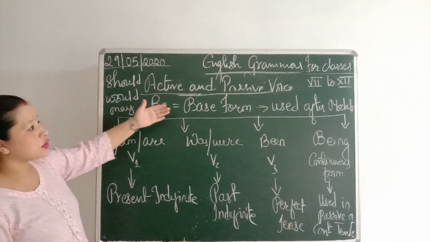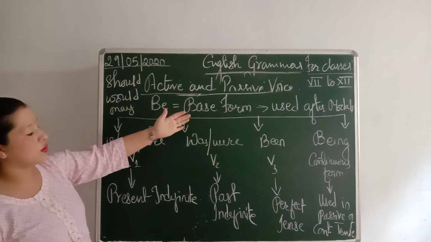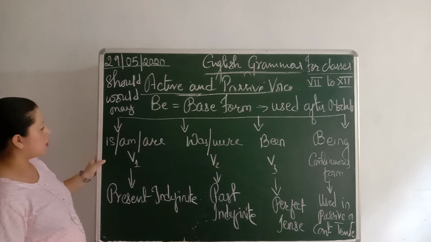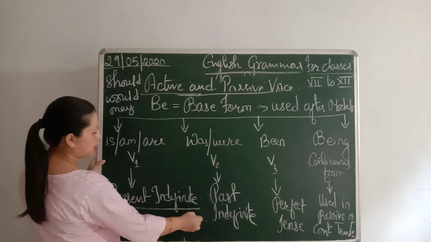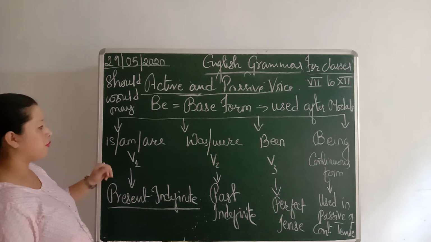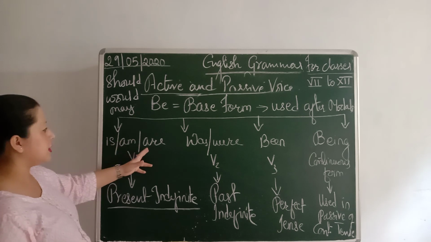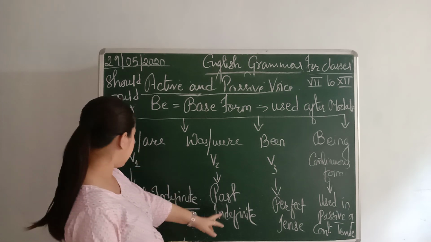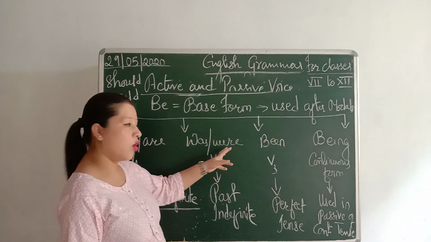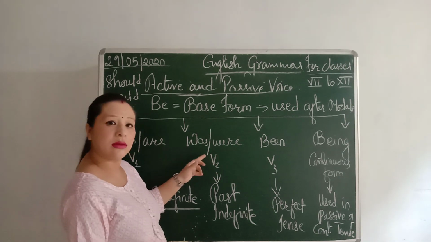So according to this "be" base form and modal words, just see some of the important points. Here in the present indefinite tense, you find the verb in the first place, and am, is, are will be there in the present tense. So here in the past indefinite tense, you find was or were, and the verb remains in the second place.